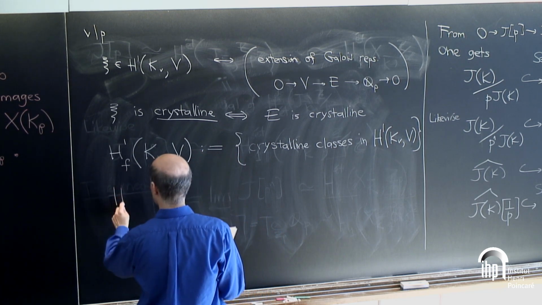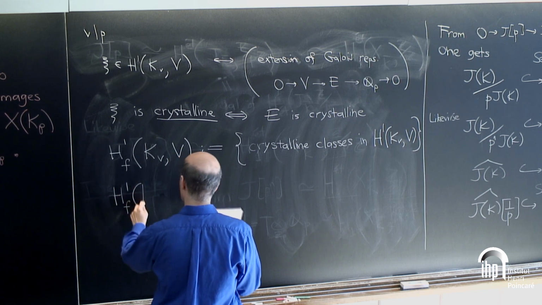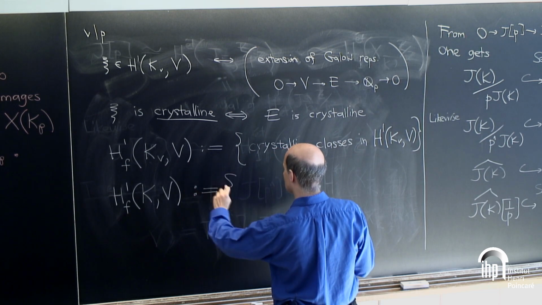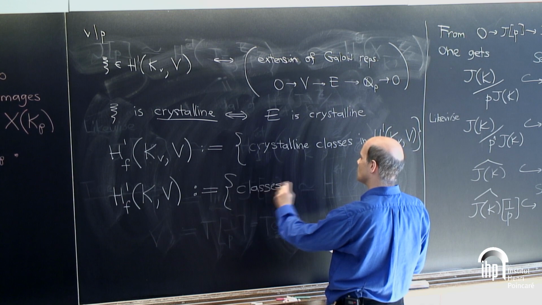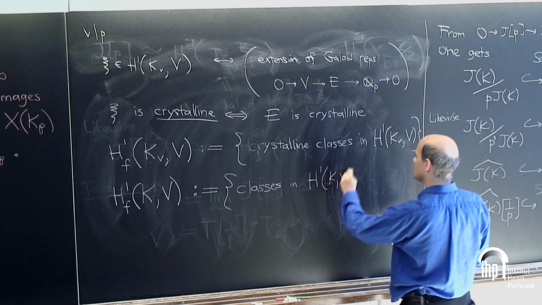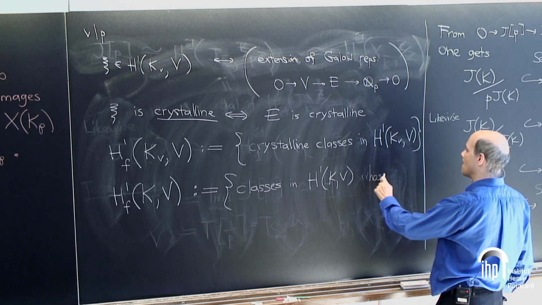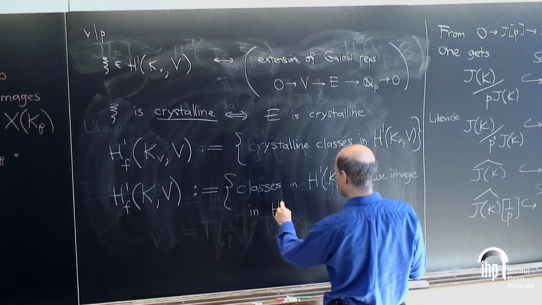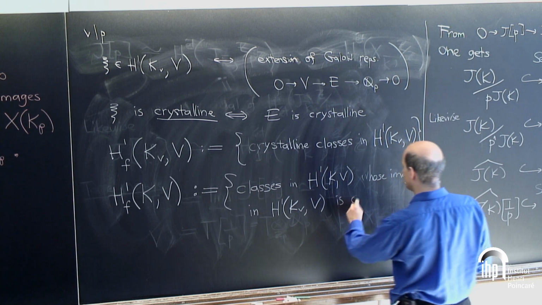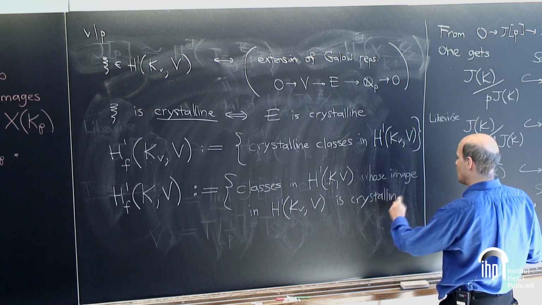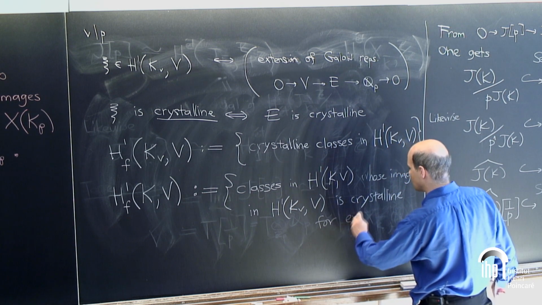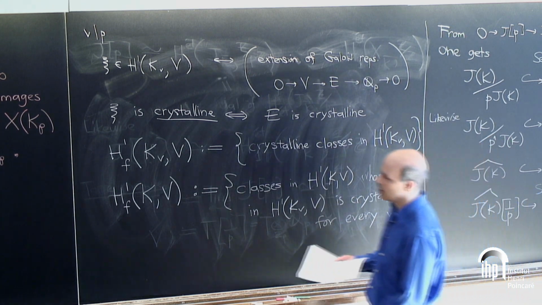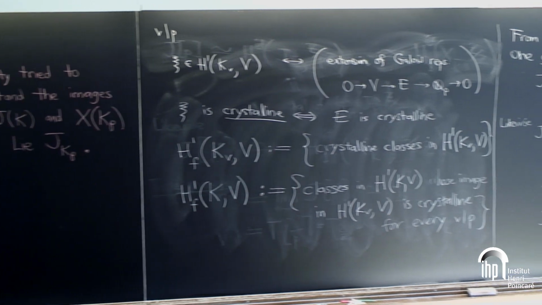And then you can define this Bloch-Kato Selmer group. This is local, and now this is the global version. These are the classes in the global cohomology group H1 of K_v whose image in H1 of the local one is crystalline, and that should hold for every v dividing p. So I've now told you what these things are.